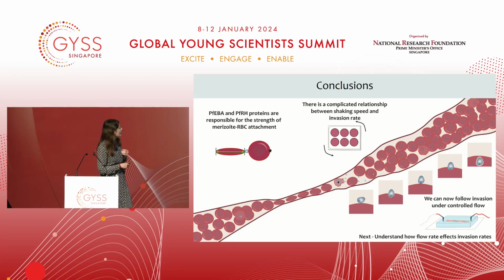So I've shown that the EBA and RH proteins are responsible for the strength of the interaction between parasites and red blood cells, that the relationship under different shaking speeds is complex, and that we now have an assay to investigate invasion under flow.